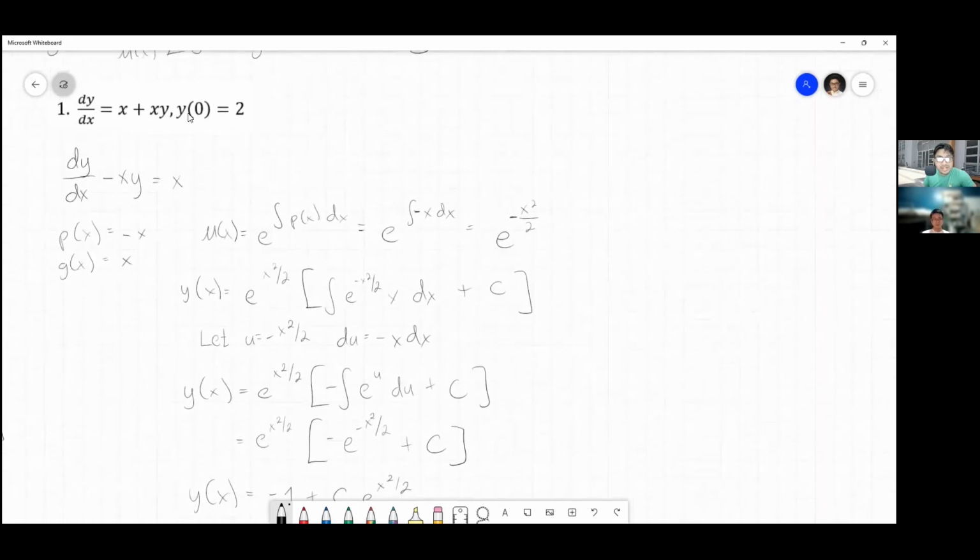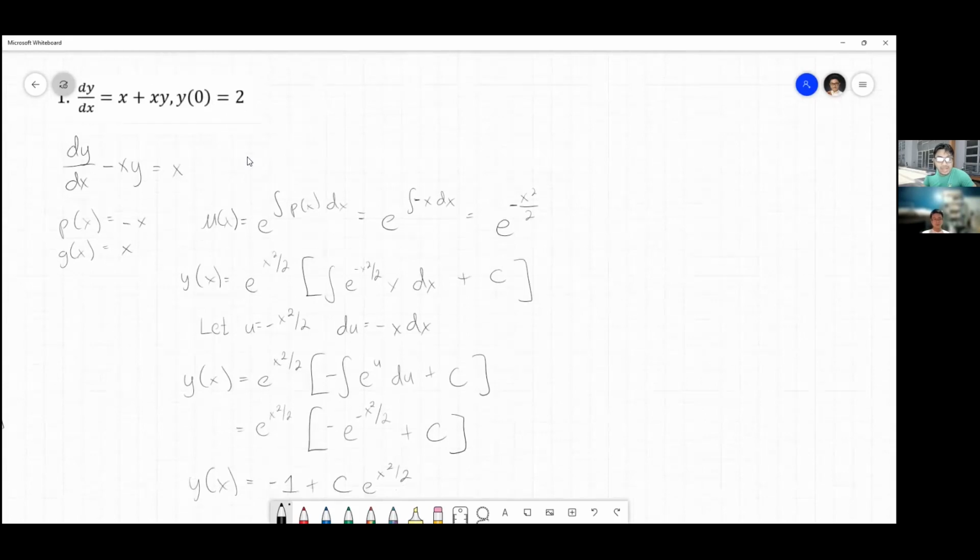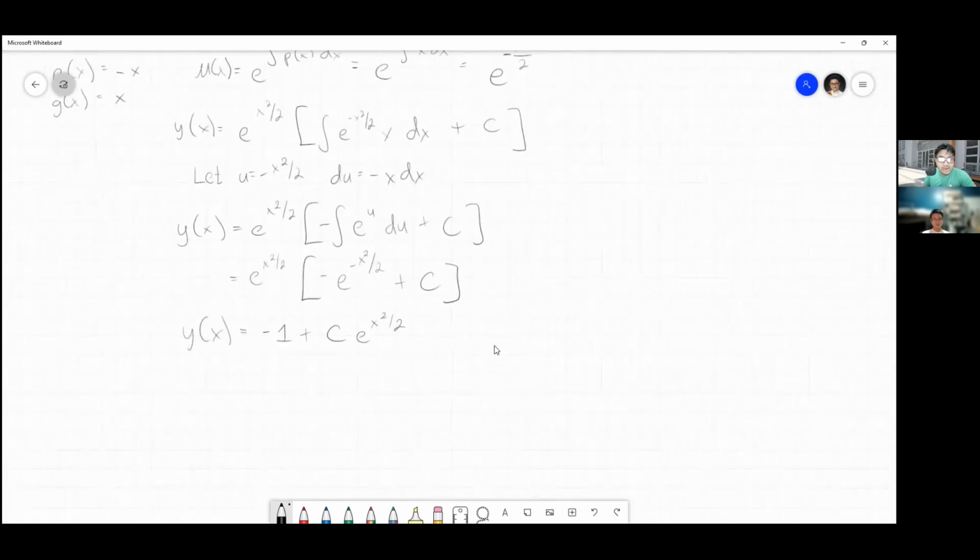Plug in our initial condition y of 0 equals 2. So, if x is 0, y is 2. So this becomes 2, and x becomes 0. 1 plus c times e to the 0 squared over 2. Okay, so e to the 0 becomes 1. So, c is 3. That is just 2 plus 1, since we had the 1 on the other side.